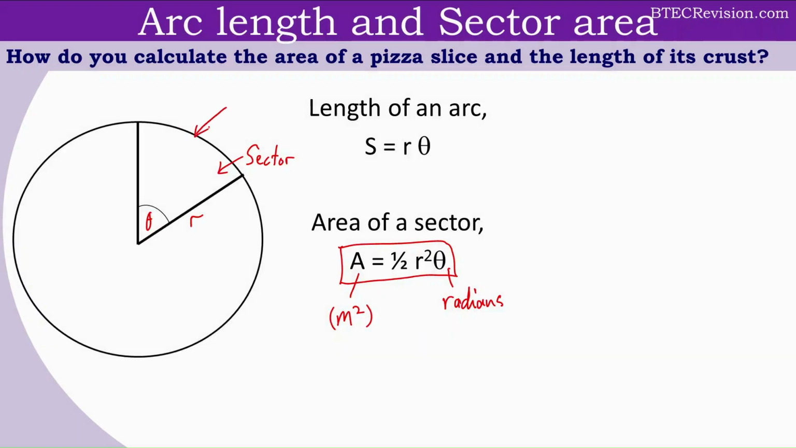This line here is called an arc length because it's a length of line that is curving, and we can calculate this using the equation S is equal to the radius times the angle, which also needs to be measured in radians. And the length of the arc is measured in meters.